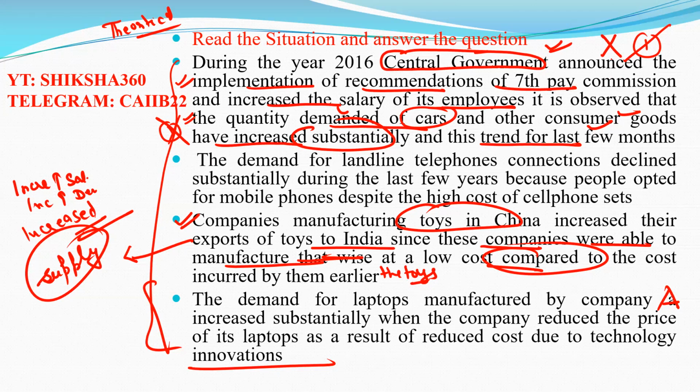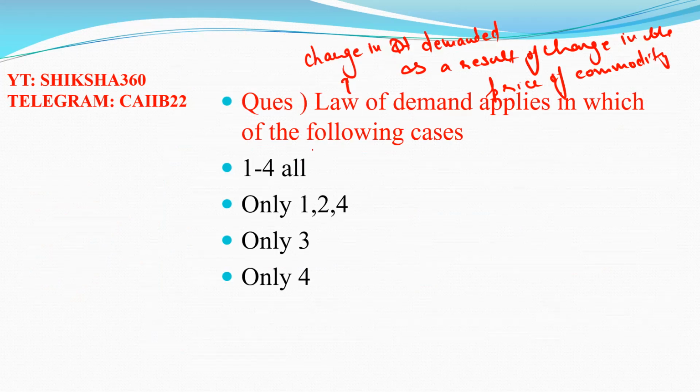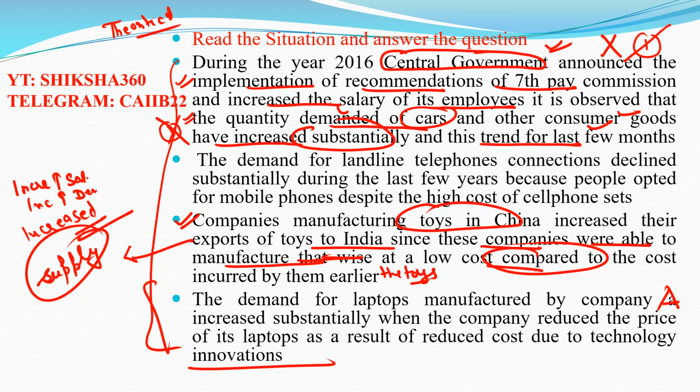Here quantity demanded is changed due to the salary increase. The second is that the demand for landline telephone connections declined substantially. This is also not the answer. So we have to go through only situation 3 or situation 4.